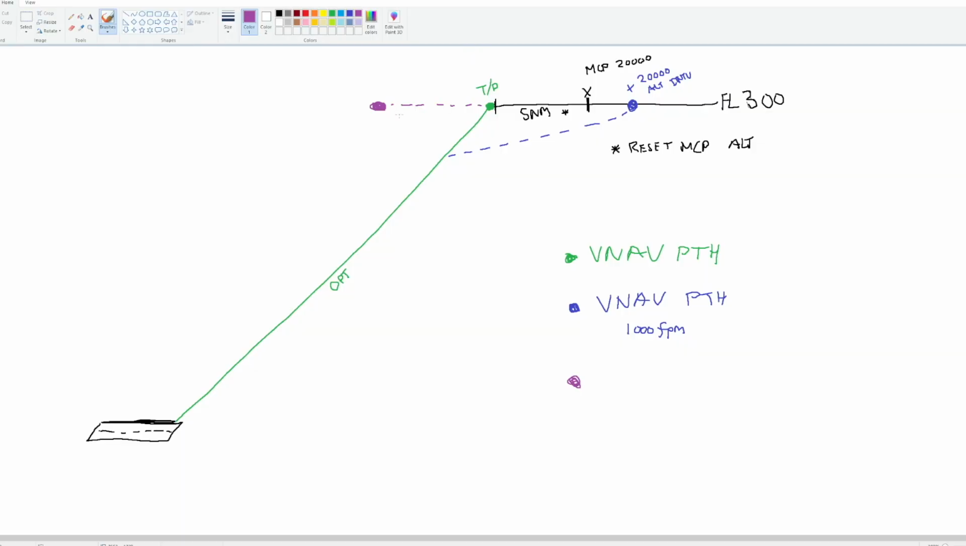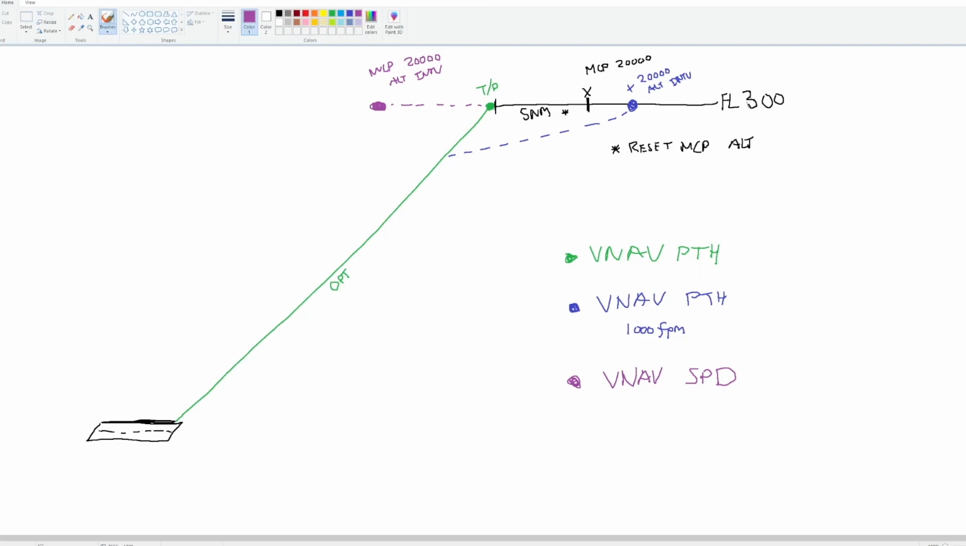Well, at this point, if we want to descend, we will go to our MCP, select a lower altitude, and press Alt Intervene. When we do that, we will get on our FMA VNAV speed. And VNAV speed is kind of like level change. The VNAV speed will try to pitch for the target descent speed.